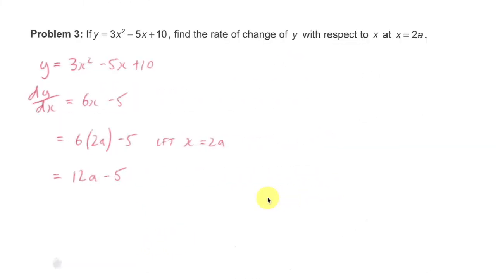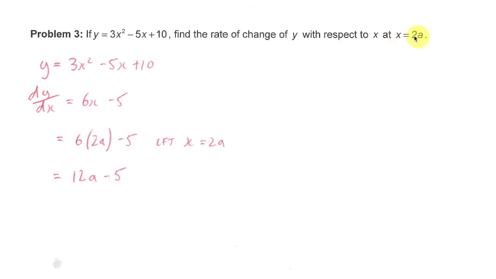Problem 3, it's a fairly straightforward type of question. We've got y equaling 3x squared, take 5x plus 10. We need to find the rate of change of y with respect to x. So whenever you see those kind of words, you know you're talking about the derivative. And we want to work out that derivative for where x is equal to 2a.